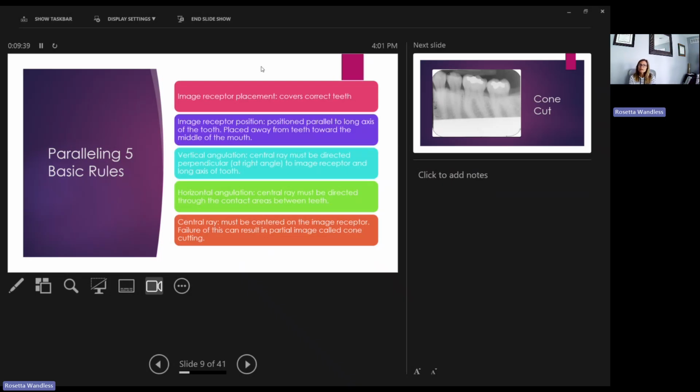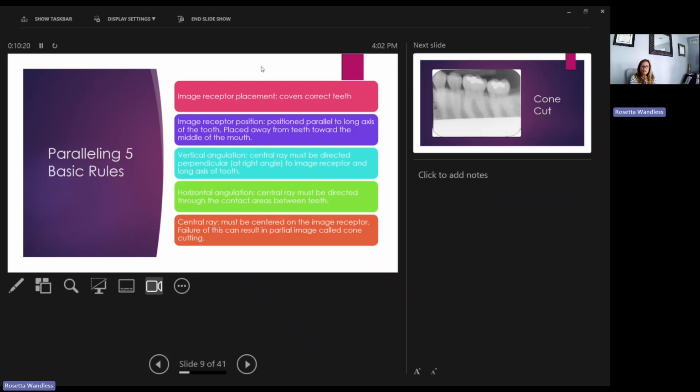Image receptor position. This is everything to do with positioning the central ray. So we're paralleling to the long axis of the tooth. We're placing the film or sensor away from the teeth, toward the middle of the mouth. For paralleling, our sensor, our film or PSP plate is going to be more toward the middle of the mouth, creating that parallel line between the film and the long axis of the tooth. So that would be proper positioning of the image receptor.